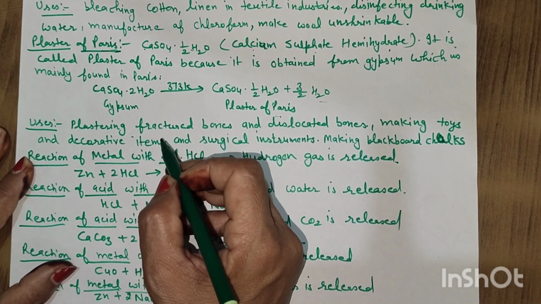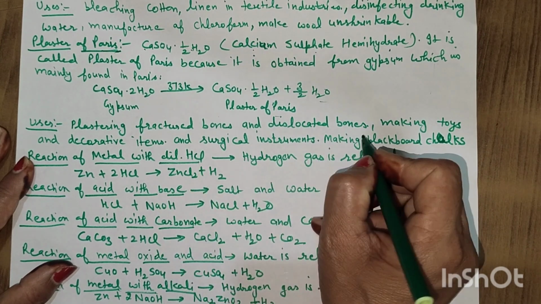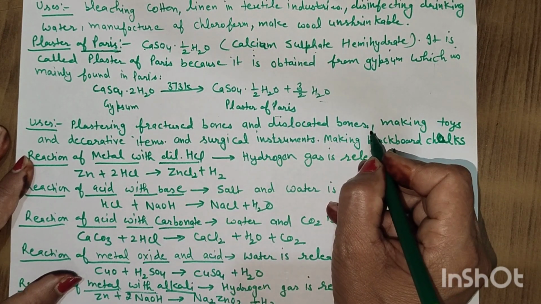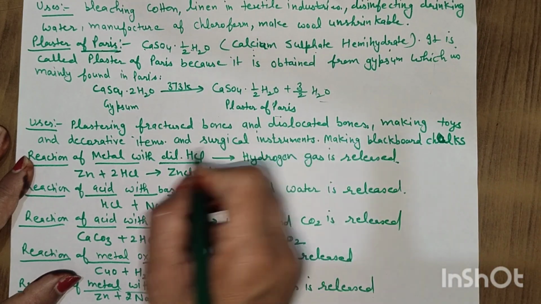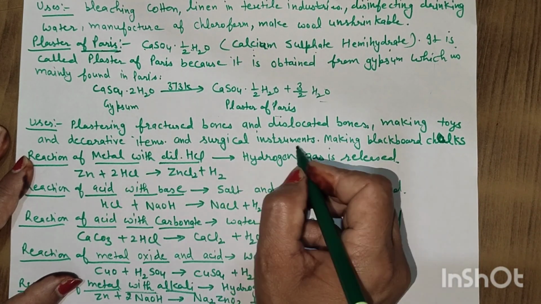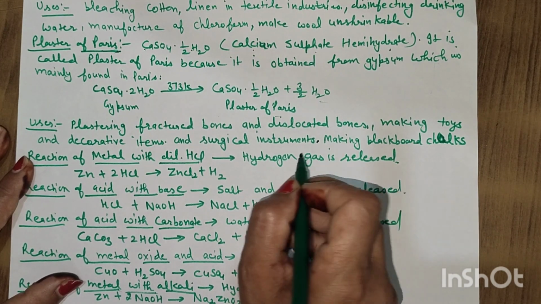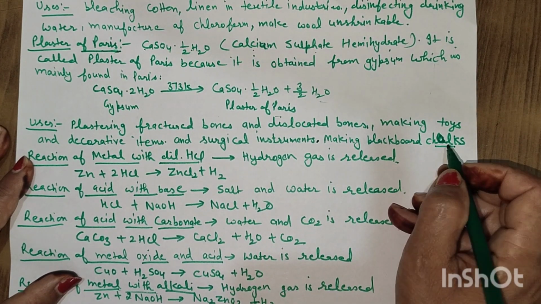Usage: plastering fractured bones and dislocated bones, making toys and decorative items, and surgical instruments are also made from plaster of Paris, and making blackboard chalks.